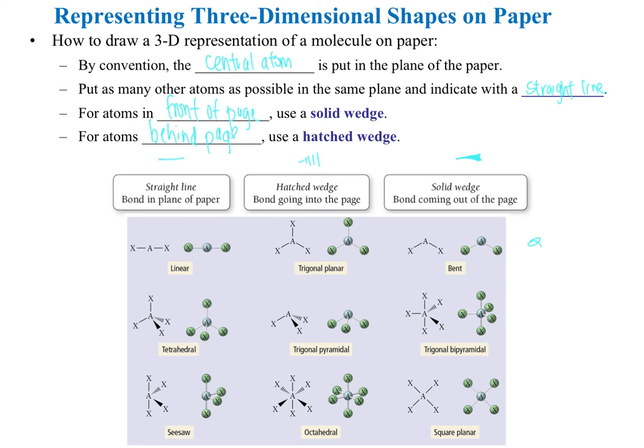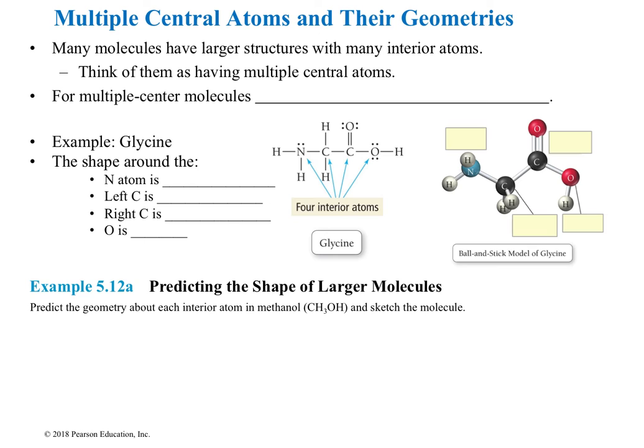So when we have 2D, like those 3 and this one, we get to, luckily, just use straight lines. When we start to get into 3 dimensions here and down here, then using those hatched and solid wedges try to give us some dimension. So in real life, many molecules have more than one central atom since they have a large structure. So when that happens, we are going to give each central atom its own shape or own geometry.